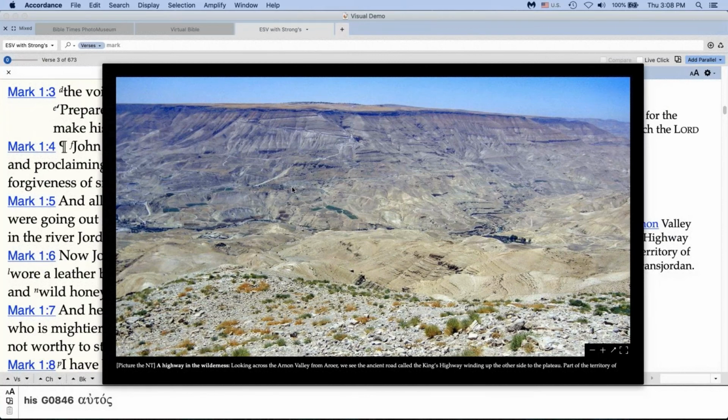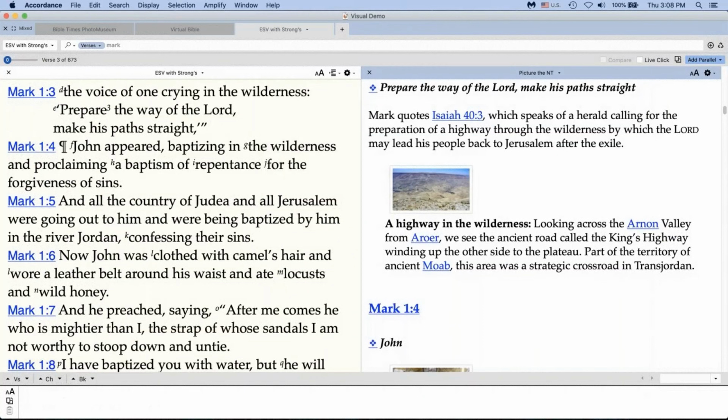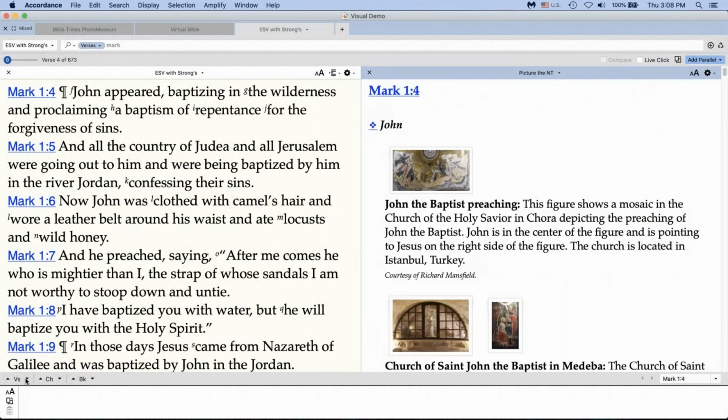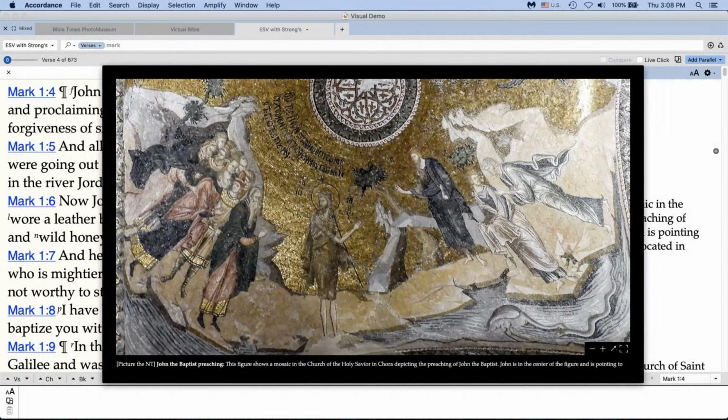And you see the way they put the road up here to illustrate making the way straight in the wilderness. And then you can just keep going. Now you have John, this is John the Baptist. Here's a very early, probably 4th or 5th century mosaic illustrating John the Baptist on the Jordan River, talking to the people. On the left are people from Jerusalem, on the right are Jesus and his disciples. I think that's what it looks like.